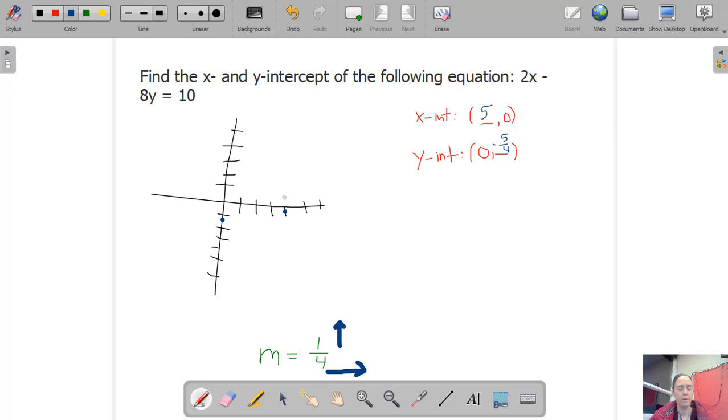And then I'd go up 1. It's hard when it's fractions, you just have to kind of estimate. And to, whoops. And to the right 4. Whoa, that was not good. Probably need to be about right there. I got off my line. Okay, and then you would draw your line through that. All right, that's all there is to it. There's all your intercepts and slopes that you could ever need.